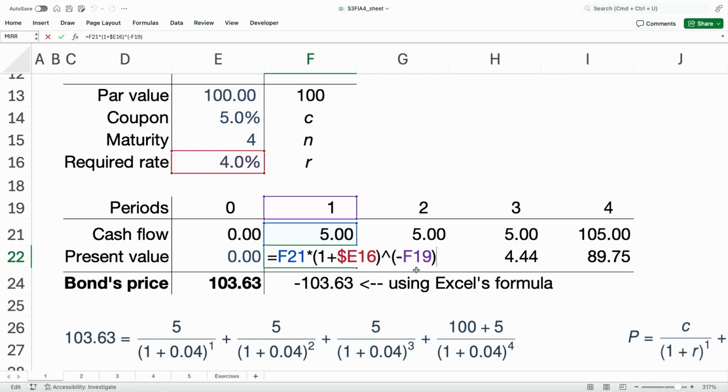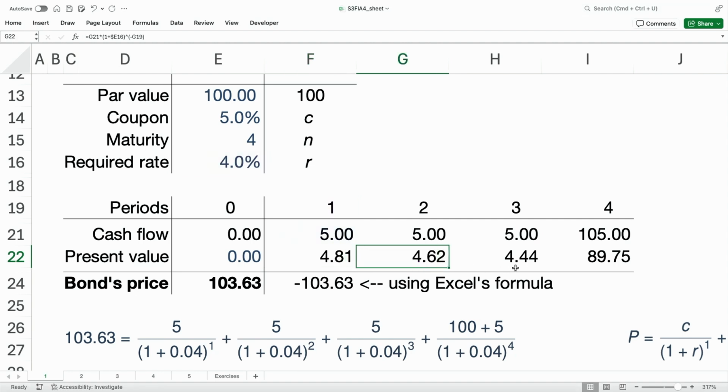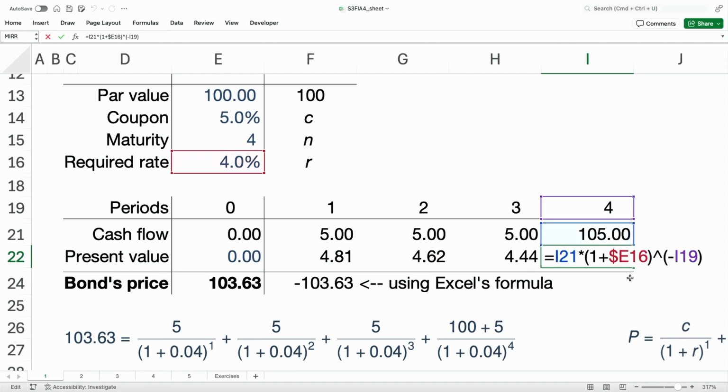In cells F22 and G22, we have the present value of their respective cash flows. Note that in cell I22, we have the present value of both the face value and the last coupon. Note also the use of the dollar sign that I've used in the formula to compute the present value.